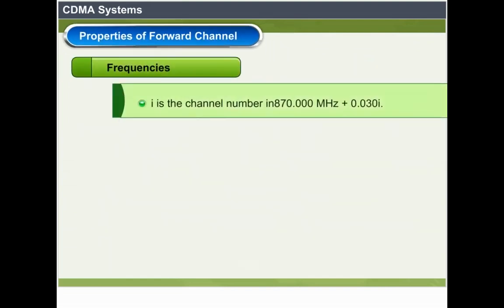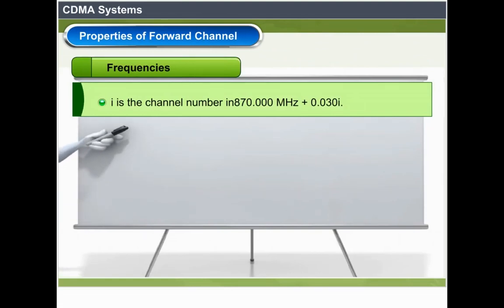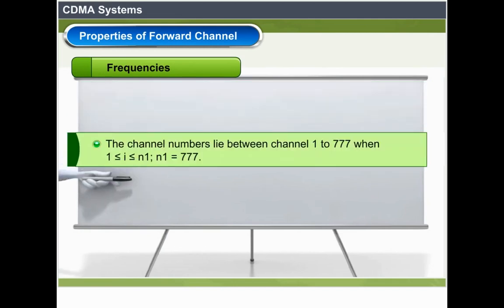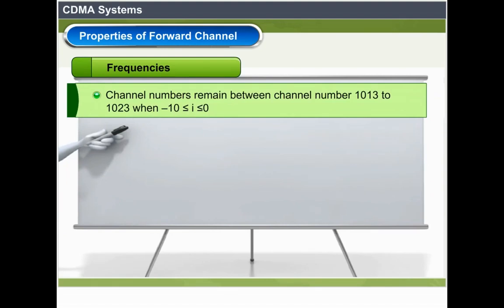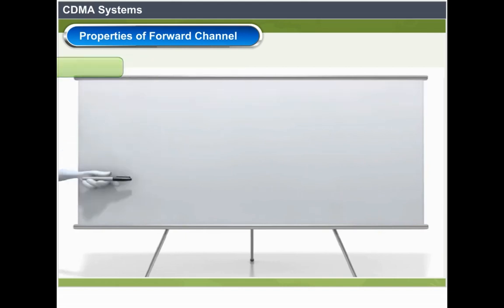Properties of the forward channel. Frequencies: 870.000 MHz plus 0.030i, where i is the channel number. The channel numbers are between channel 1 to 777, where 1 is less than or equal to i, less than or equal to N1, N1 being 777. Channel numbers are also between 1013 to 1023, where minus 10 is less than or equal to i, less than or equal to 0.